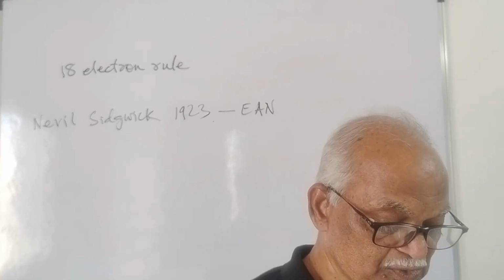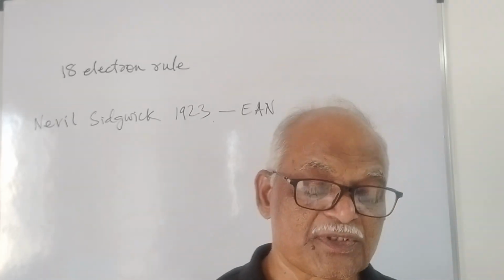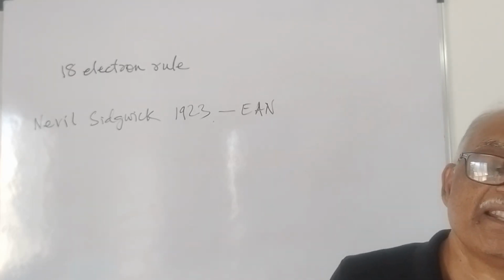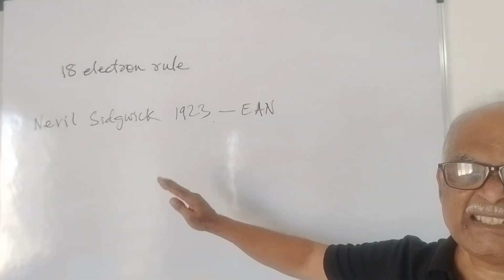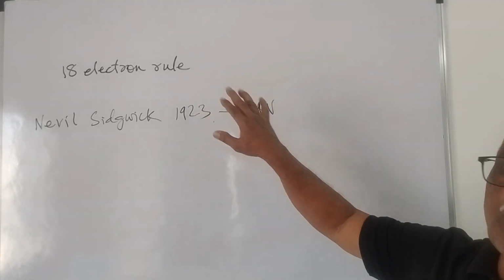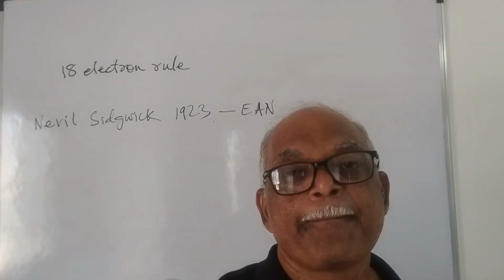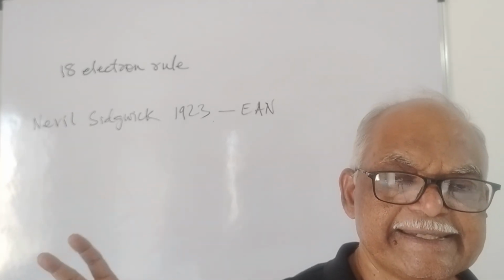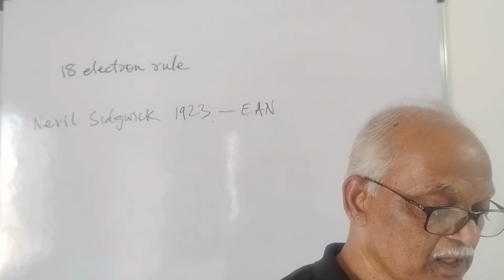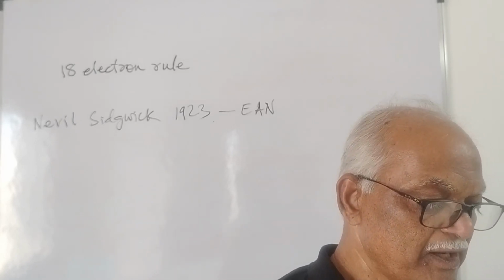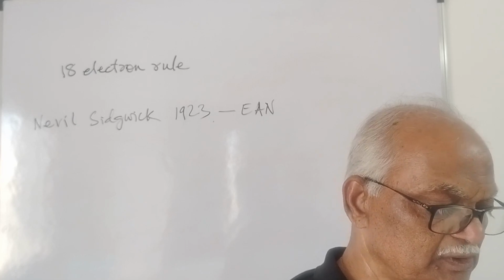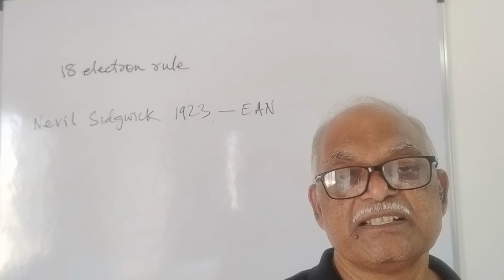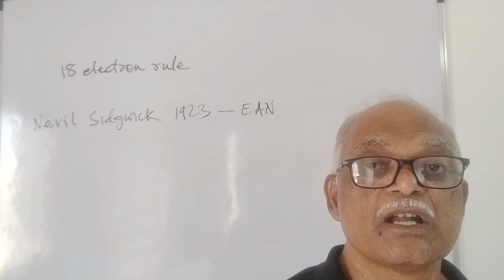The focus of this rule was not just the valence shell of electrons, but also the counting of electrons of a compound. Here we consider the atomic number, and overall the total should come to the nearest inert gas configuration, meaning 8, 18, 32, like that. This very simple rule was used for explaining the stability of a compound or complex.